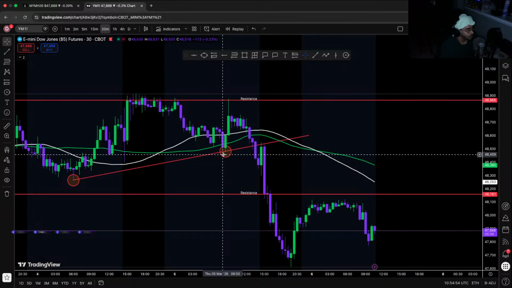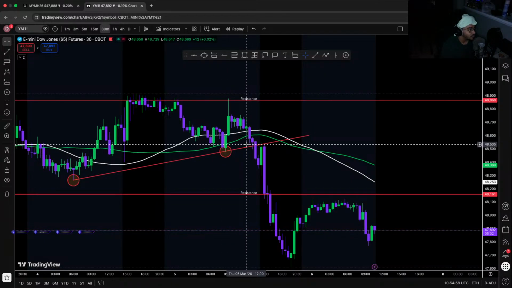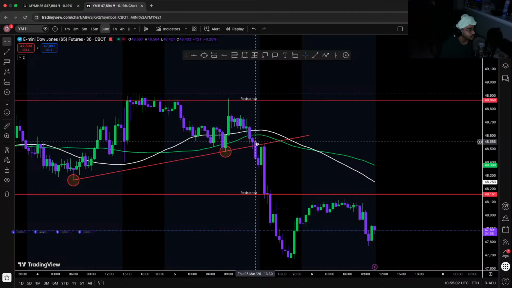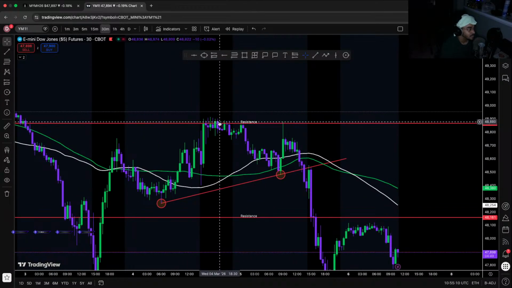So if price would have come and tapped it a third time and made an engulfing variation looking similar to this, it would have been a different story. It would have been looking for buys, potentially, if we got a nice break of this higher high right here.